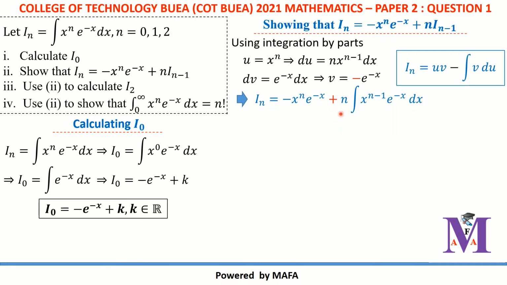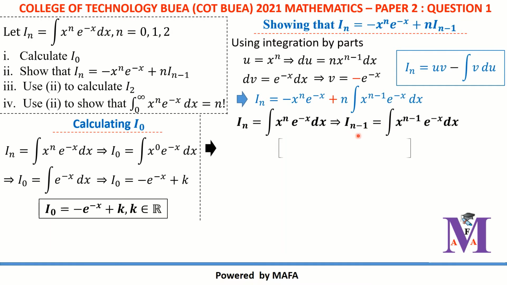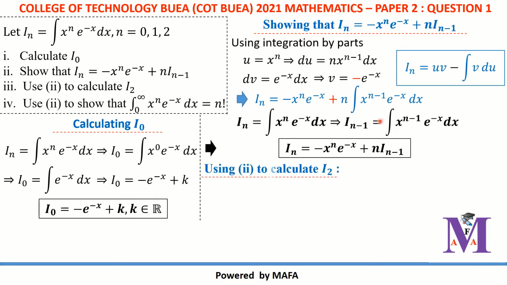We pull the constant outside, and then we get now the integral of x raised to the power n minus 1 times e raised to the power negative x dx. Alright, since this is my definition of I of n, it means to get I of n minus 1, I just replace n here with n minus 1. So I get this as my I of n minus 1. So in conclusion, this portion of this term here represents I of n minus 1. So we can conclude that our I of n is equal to negative x to the n e to the negative x plus n times I of n minus 1, which is what was required to prove.